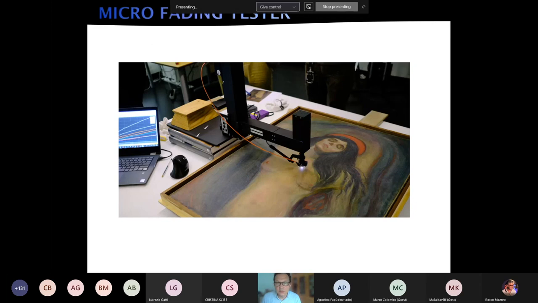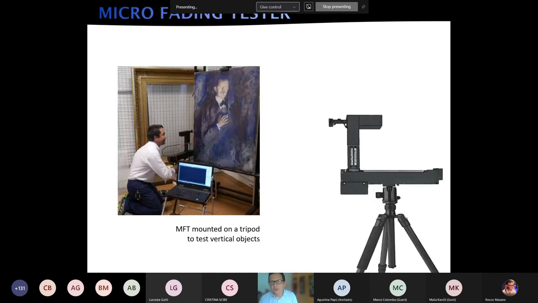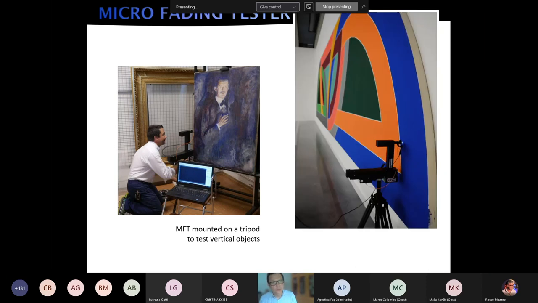And since the measurement is practically non-destructive, we will not see the faded spot on the object. It's possible to fade, well, precious artworks, like here, this painting by Munch. The instrument could be mounted on a tripod, so we can measure on a museum wall, because some objects are too big for a laboratory bench.